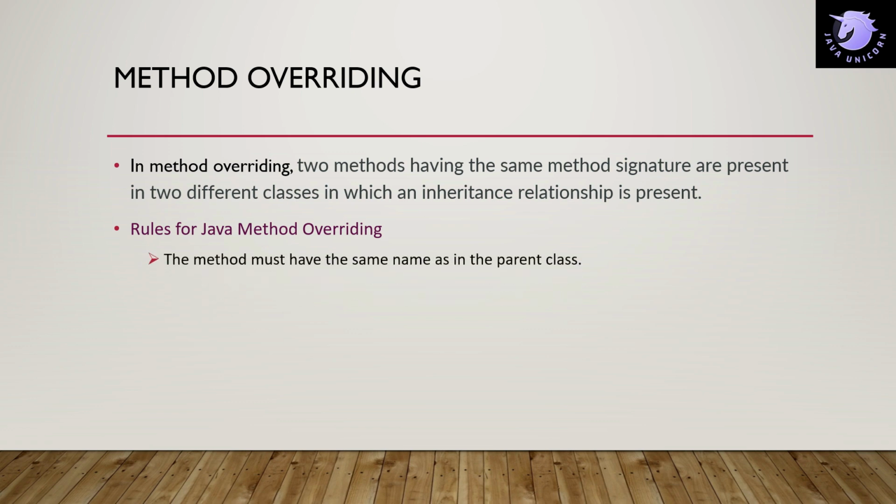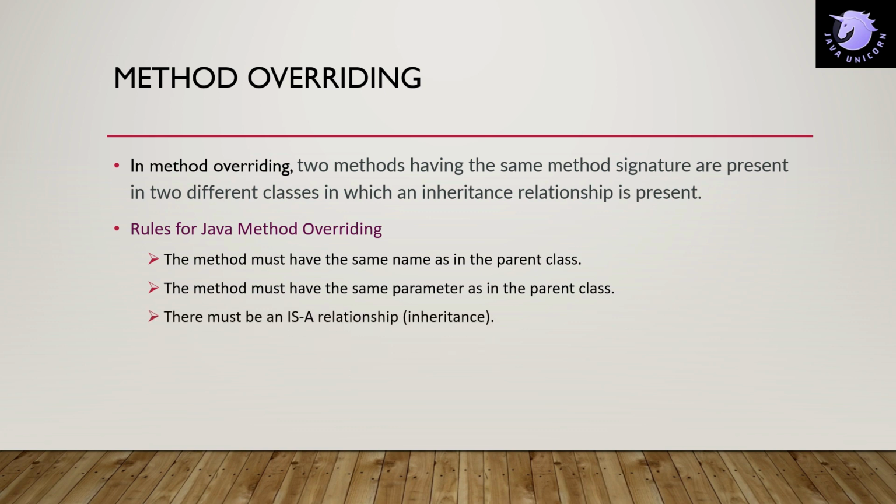The rules are like this: the method must have the same name as in the parent class, as we already discussed here. The second rule is the method must have the same parameter as in the parent class. The parameter must be the same in the child class and the parent class. And the last is there must be an IS-A relationship, that means the child class must extend the parent class.